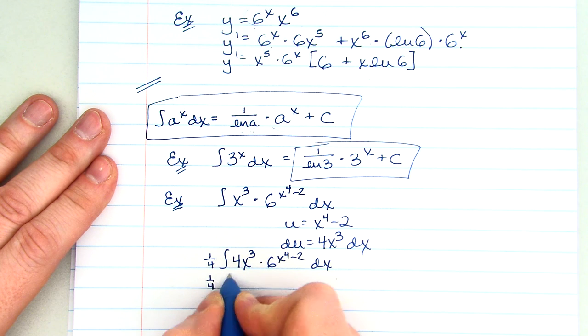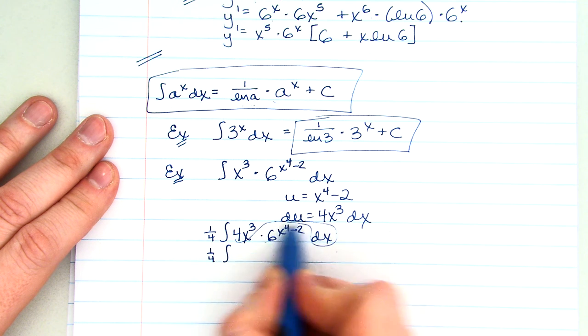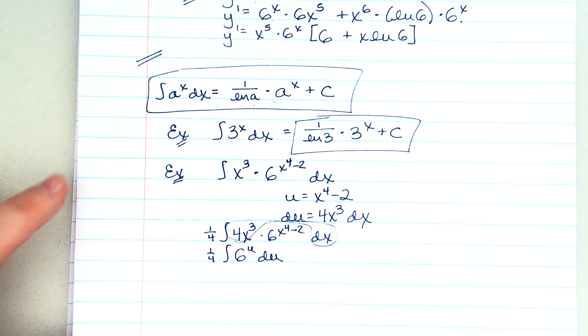This becomes 1/4 times the integral of, okay, so here's my 6 to the u. This whole other thing is my du. Integral of 6 to the u du. Finish the problem.